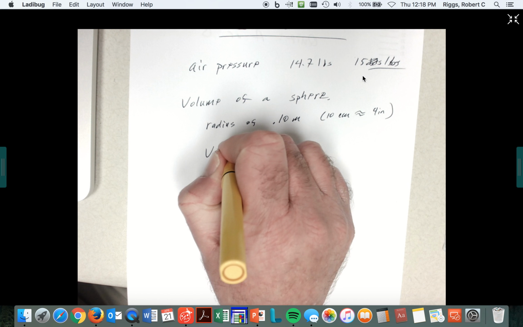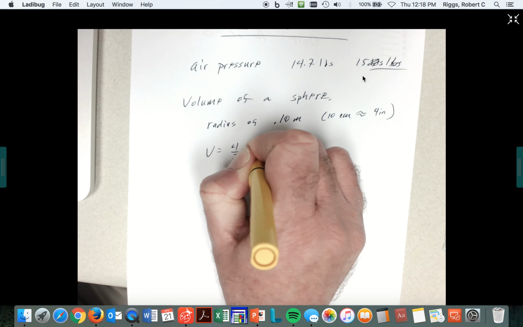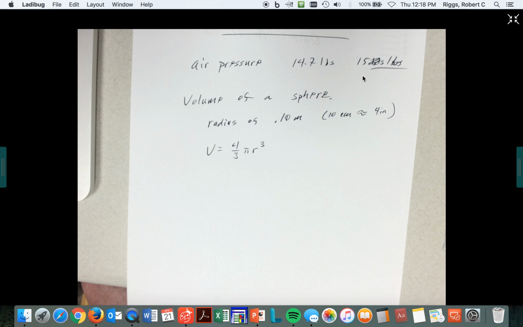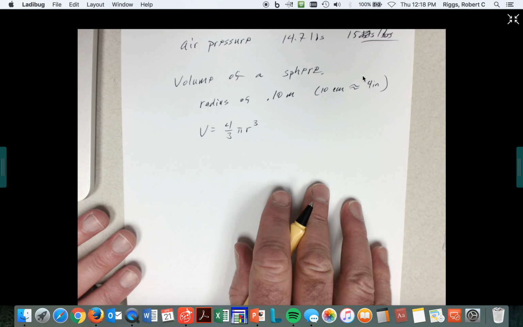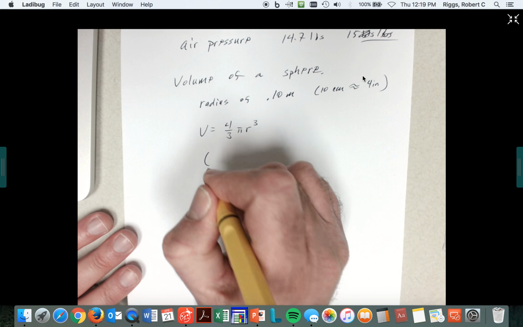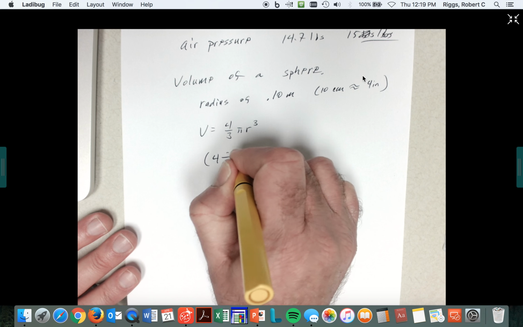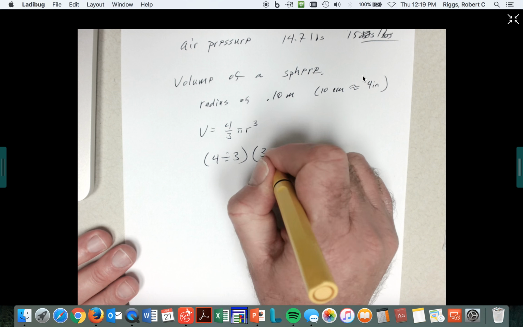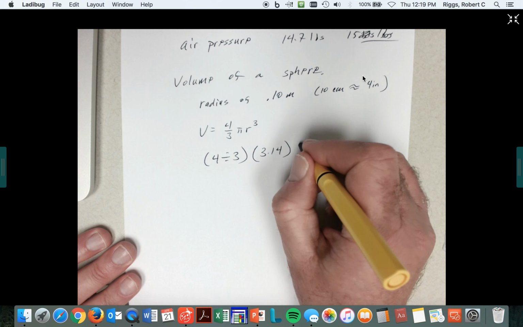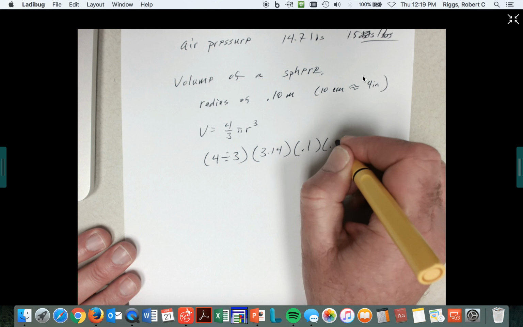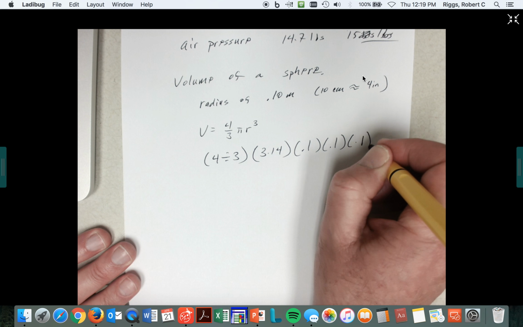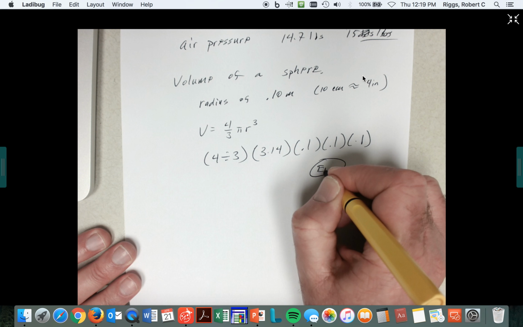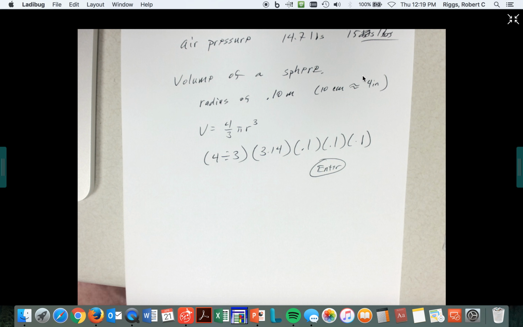Well, the volume is equal to 4/3 pi r cubed. All right. And so the way you would do this on a calculator is I'd put my parentheses and go 4 divided by 3. That gets you your 4/3. And then I'd do parentheses again, 3.14. And then I'd just take 0.1, 0.1, 0.1, and then press enter. That's the novice way to do it. That's for those of you who are like, wait, I have no idea how to do this on my calculator.